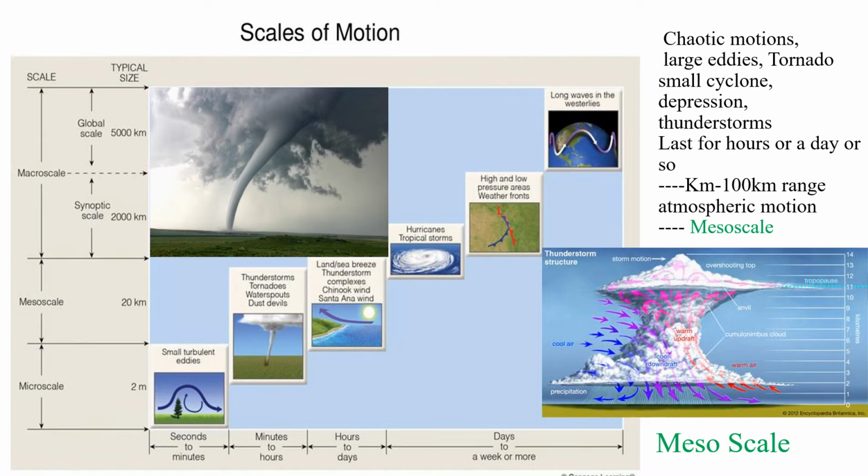So mesoscale circulation includes local winds, which form along the shoreline and mountains, which we see a lot, and also we see thunderstorms, tornadoes, and small-scale tropical storms or tropical cyclones fall into this mesoscale.